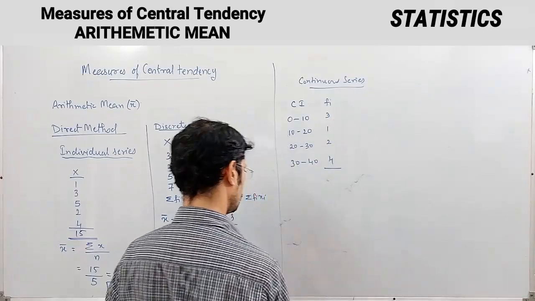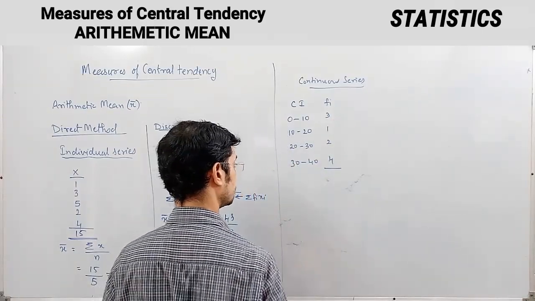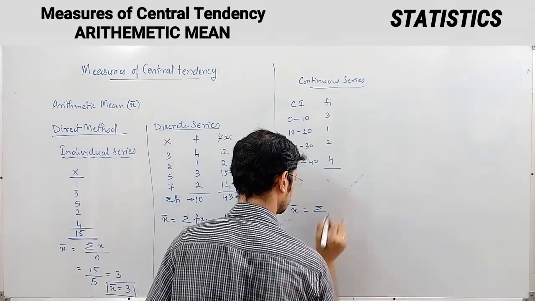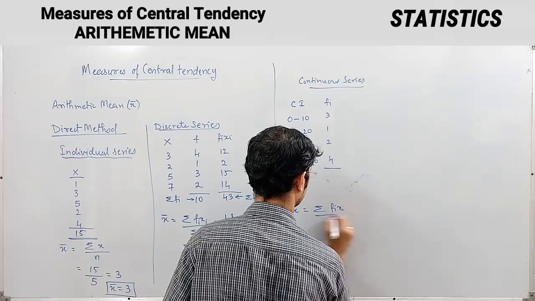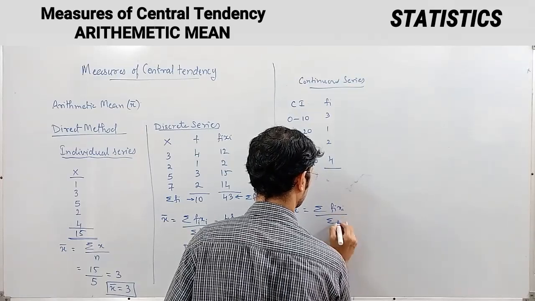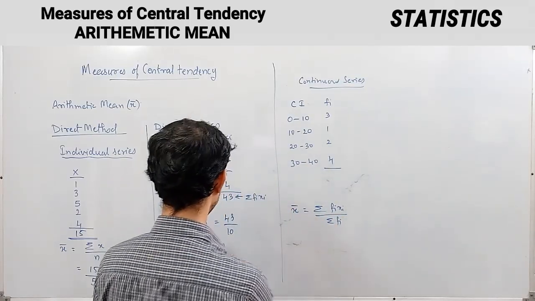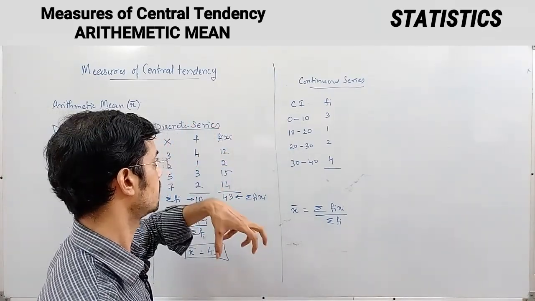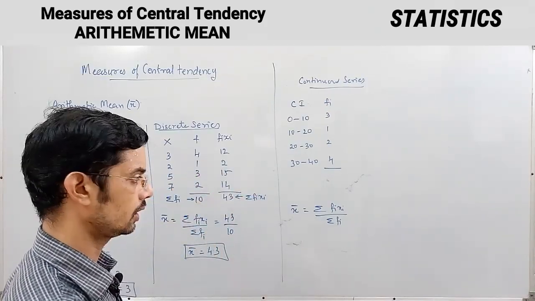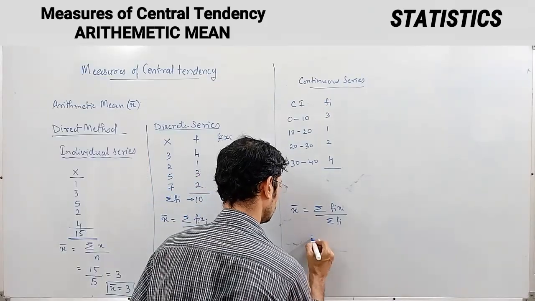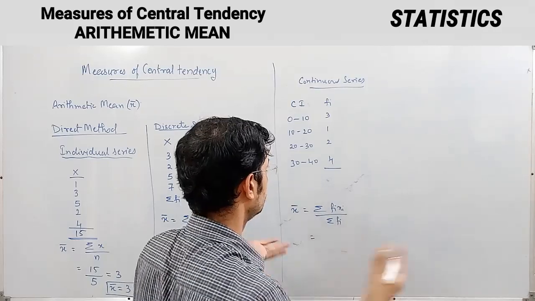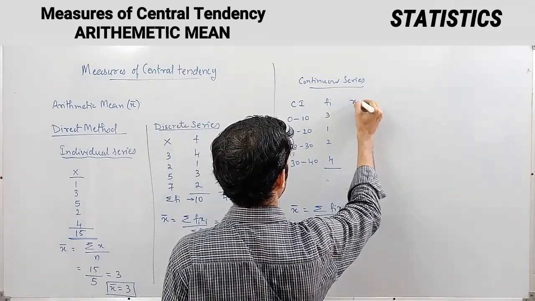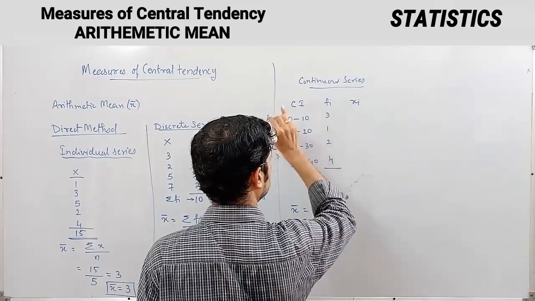Now what are we supposed to do? What is the formula? For the direct method, the formula is x bar equal to sigma fi xi by n, or the sum of all frequencies. It is the same thing, but we don't have observations, we have classes in which observations lie. Which are the observations? We don't know. So we need the sum of all fi xi. Now what is this xi? Xi is nothing else but the midpoint of the corresponding class intervals.